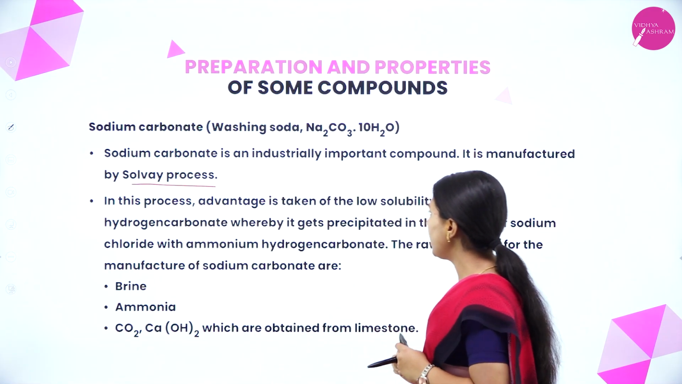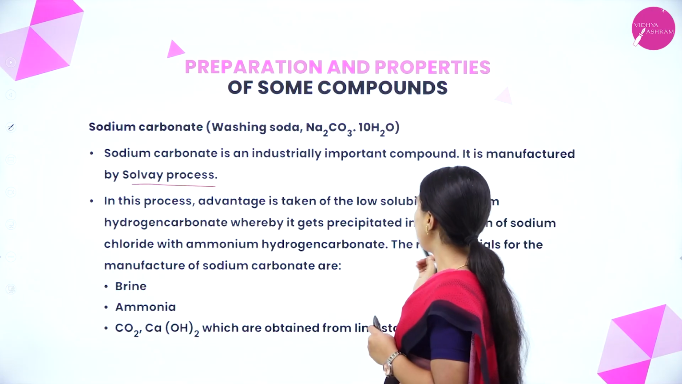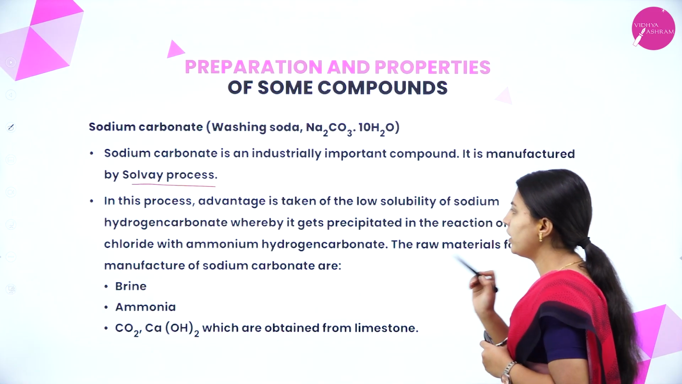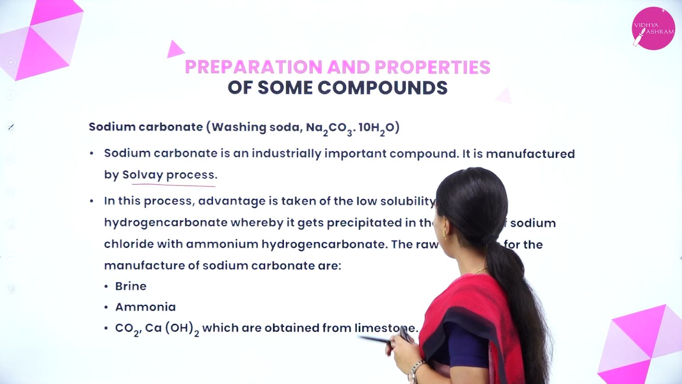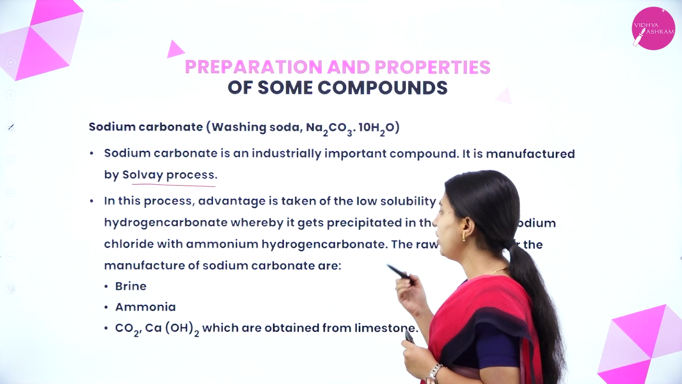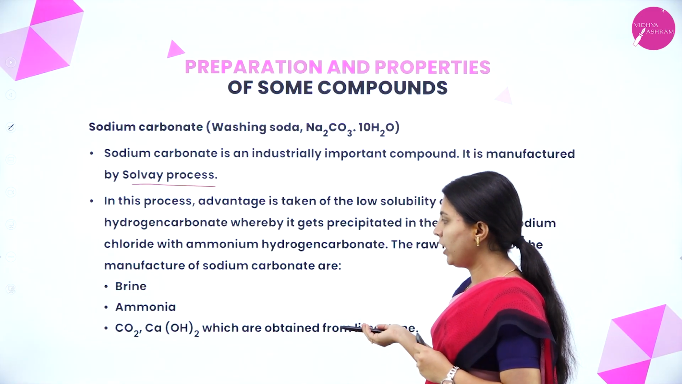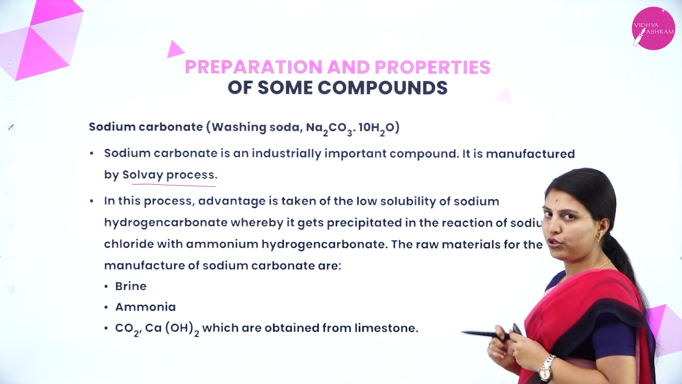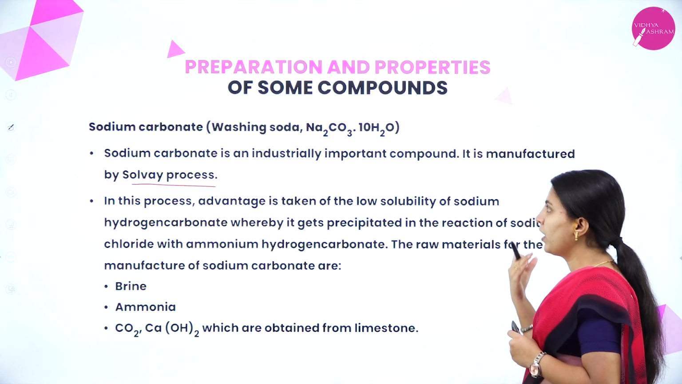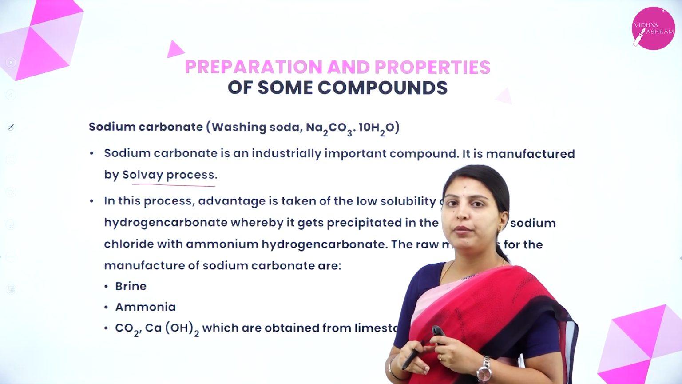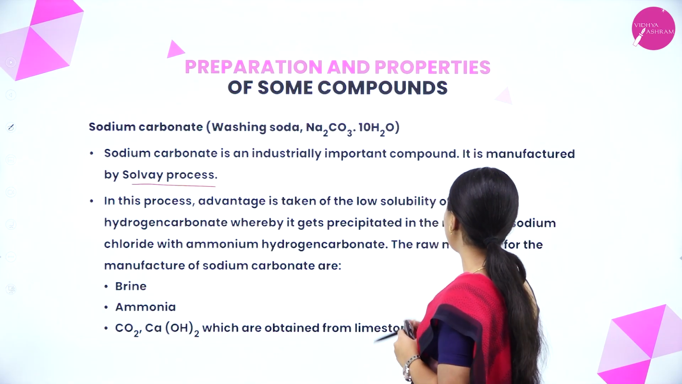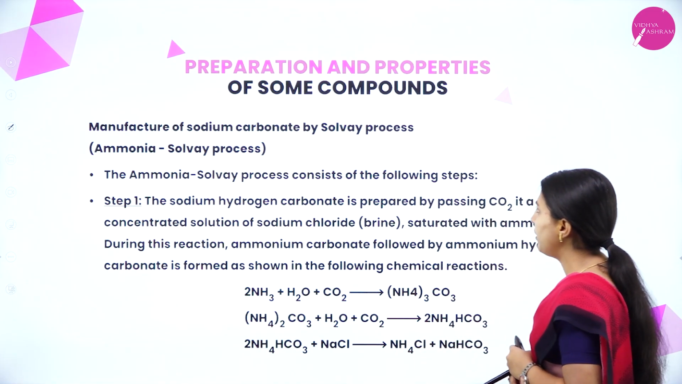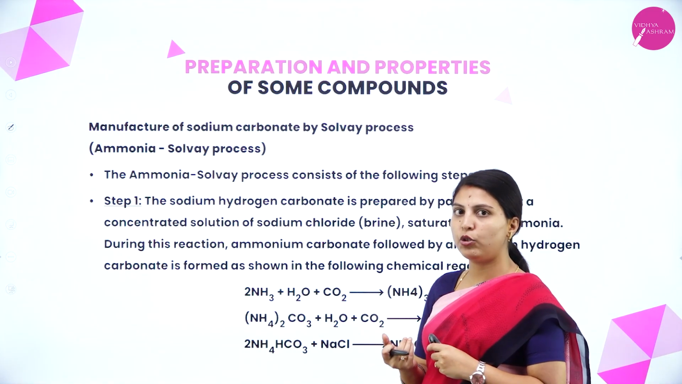In this process, advantage is taken of the low solubility of sodium hydrogen carbonate, whereby it gets precipitated in the reaction of sodium chloride with ammonium hydrogen carbonate. The raw materials for the manufacture of sodium carbonate are brine, ammonia, carbon dioxide and calcium hydroxide, which are obtained from limestone. The manufacture of sodium carbonate by Solvay's process is called the ammonia Solvay process.